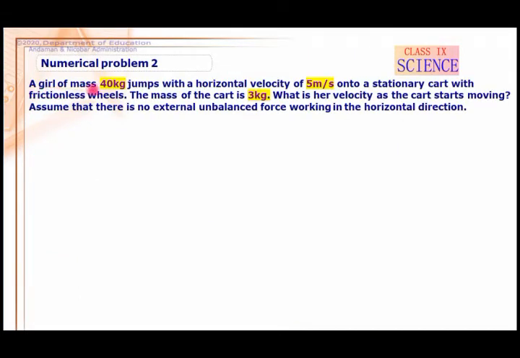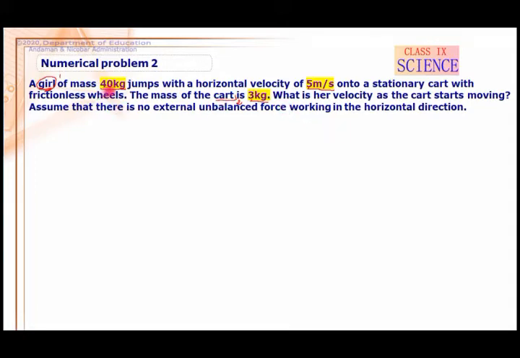A girl of mass 40 kg jumps with a horizontal velocity of 5 meter per second onto a stationary cart with frictionless wheels. The mass of the girl is 40 kg. The mass of the cart is 3 kg. What is her velocity as the cart starts moving? Assume that there is no external unbalanced force working in the horizontal direction. Look at the question very carefully.